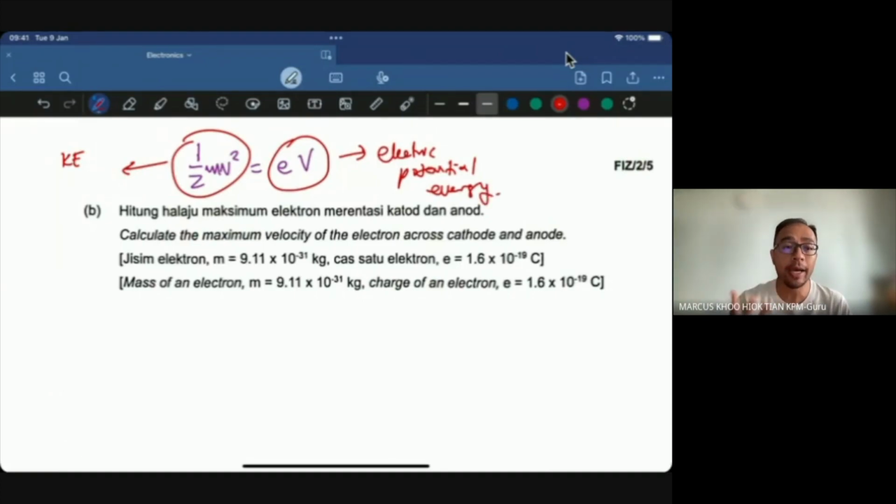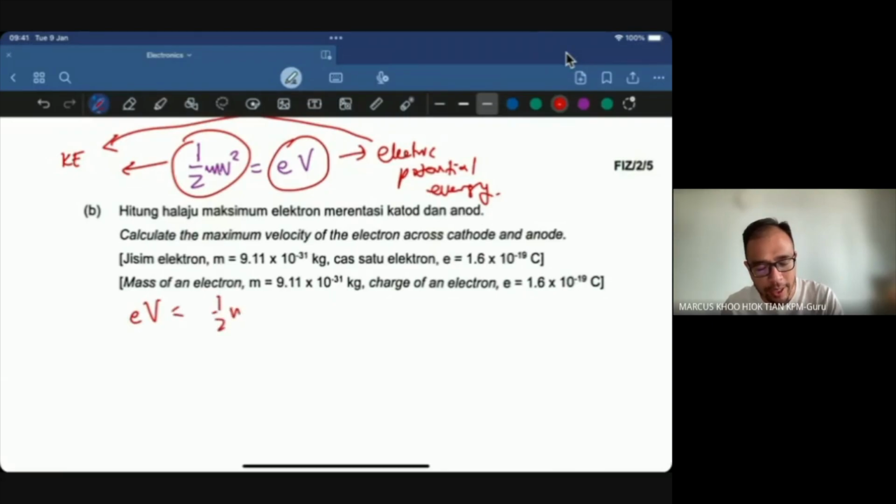The idea behind this is that the electric potential energy exists when thermionic emission happens, and then because of the acceleration, all the electric potential energy will be converted into kinetic energy. So sure, you can write it as eV equals half mv squared. I guess this is better, because eV is electric potential energy that gets converted to kinetic energy when it accelerates.